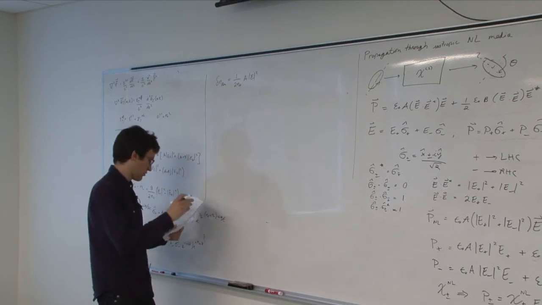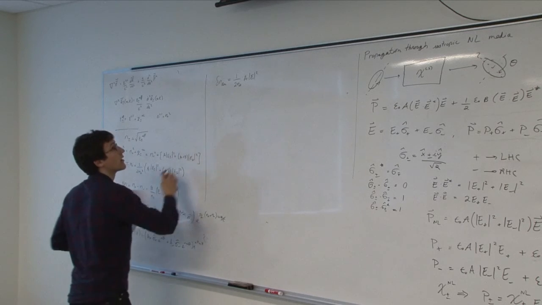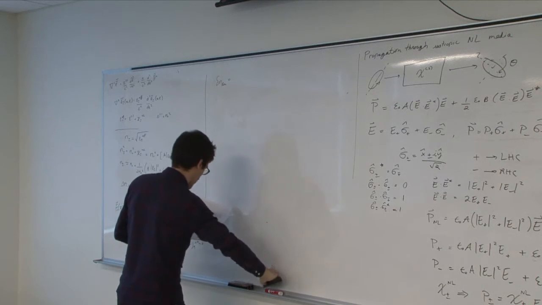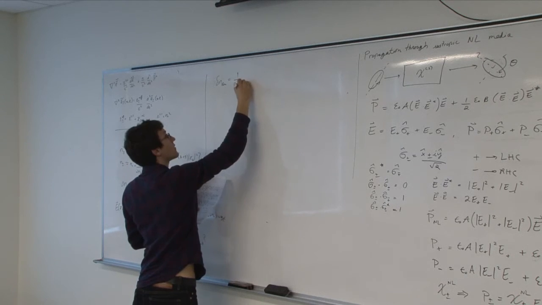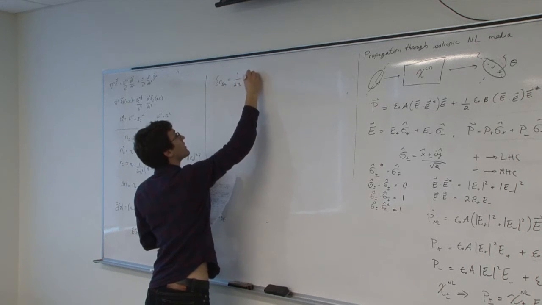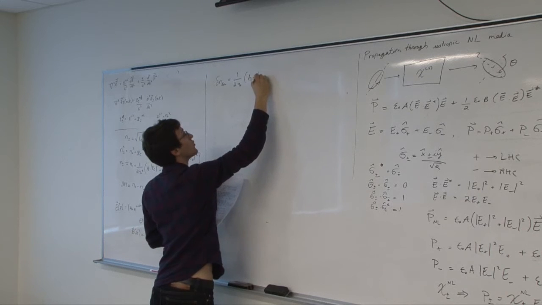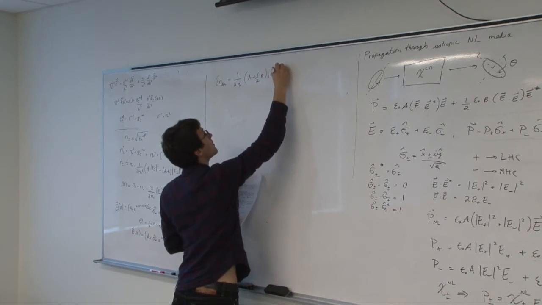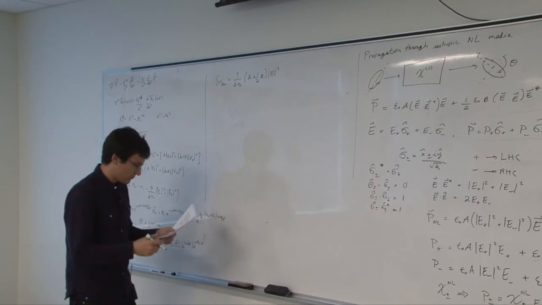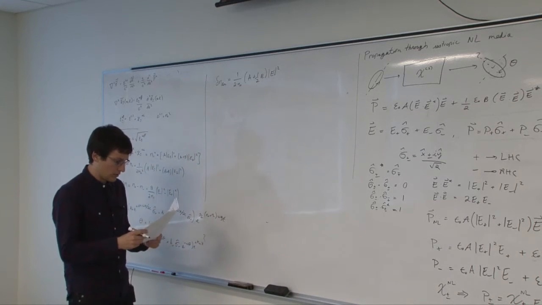Wait, no, this is not true. Dn linear is not given by that. It is given by, sorry about that, 1 over 2 n naught, A plus 1 over 2 B, e square.